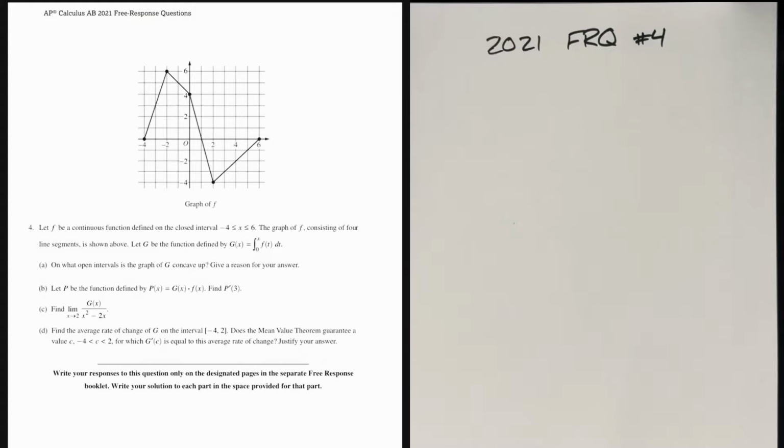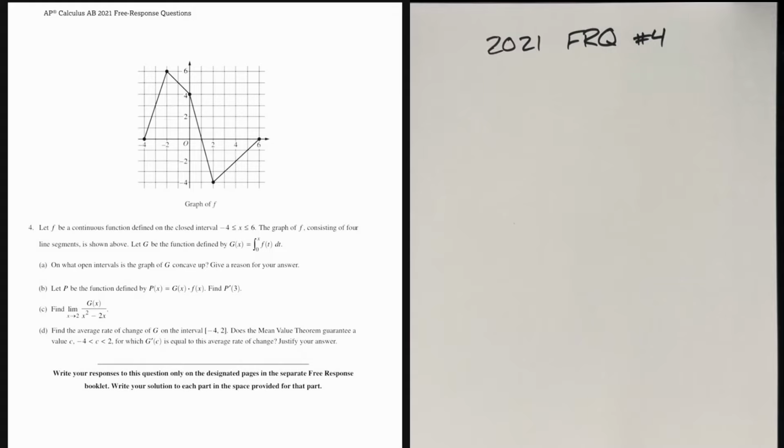Let's take a look at this question together. Question 4 gives us a graph of f, and then it says let f be a continuous function defined on the closed interval x is between -4 and 6. The graph of f, consisting of 4 line segments, is shown above. Let g be the function defined by g of x equals the integral from 0 to x of f of t dt.